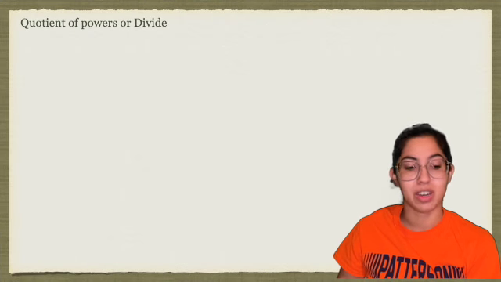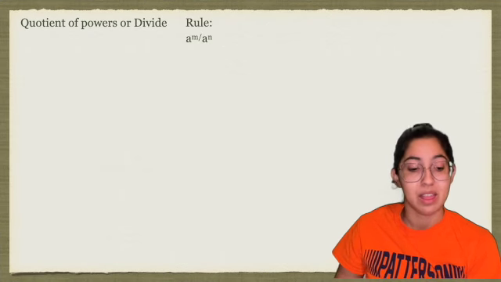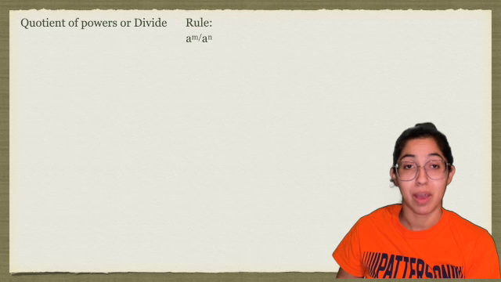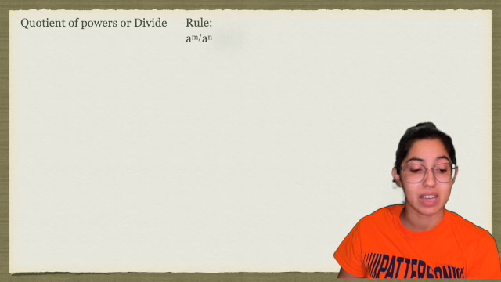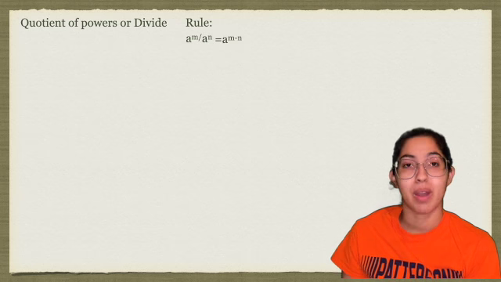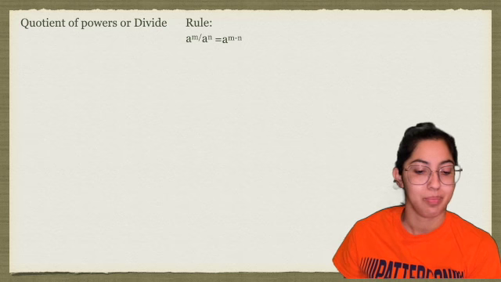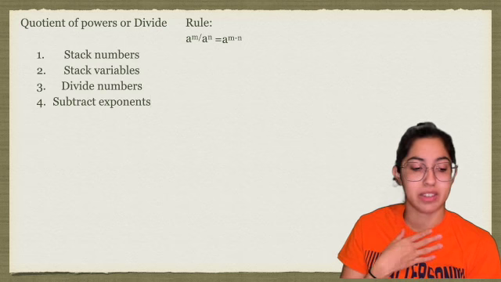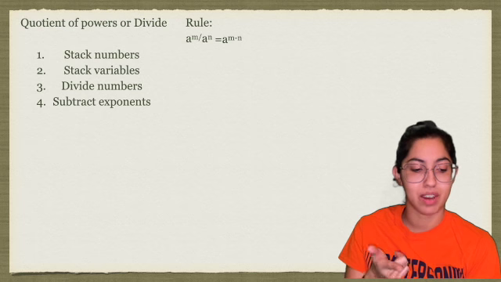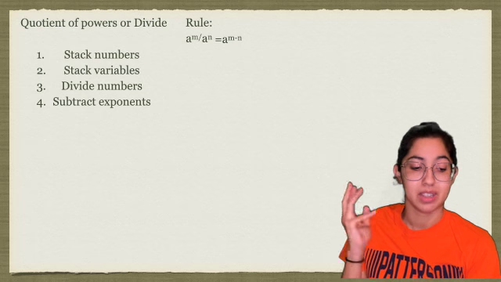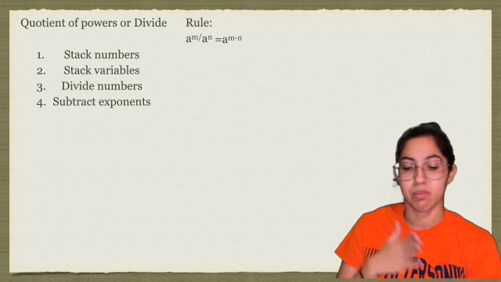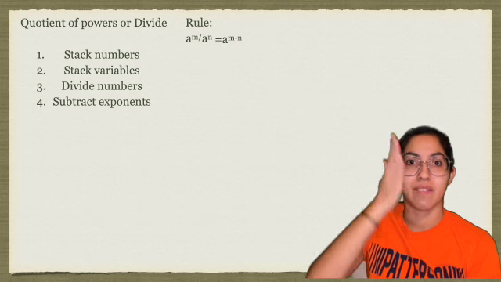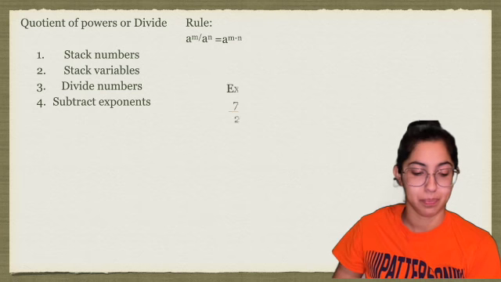Okay, so quotient of powers or divide. The rule is a to the power of m divided by a to the power of n gives me a to the power of m minus n. So here are some steps to follow just to help you out. Stack numbers, stack variables, divide numbers, subtract exponents. So literally just make sure everything's matching top and bottom.